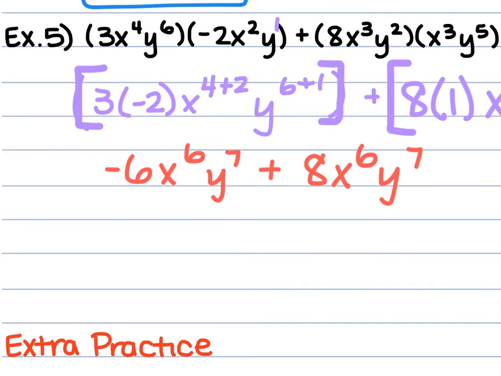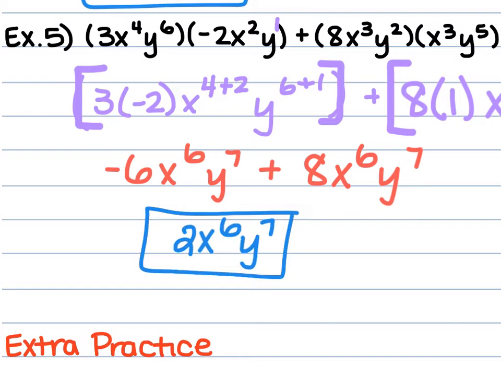So now look at these, see if they're like terms. Do we have an x to the 6th, y to the 7th on both of these terms? Yes. So you can combine those coefficients. The negative 6 plus the 8 is going to be a positive 2. Keep the x to the 6th, y to the 7th.